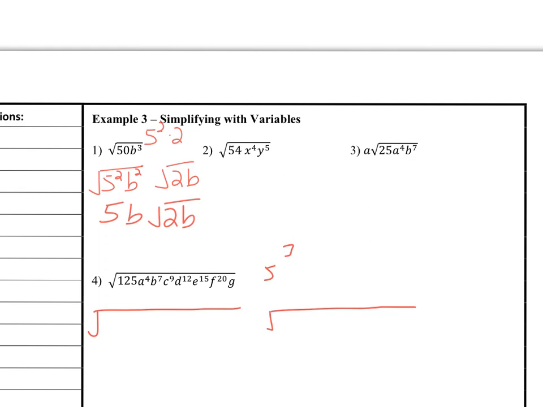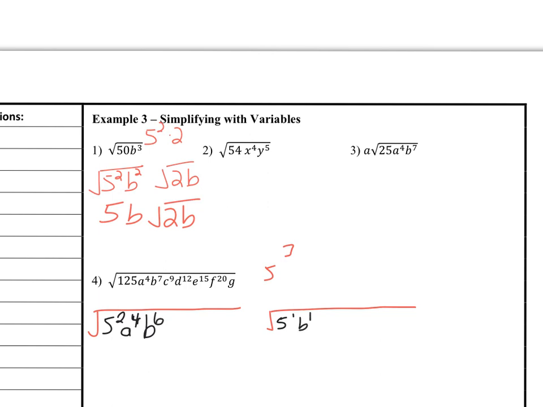So the first part would be the 5. I can break that up with 5 squared because that exponent of 2 can be divided by 2. And then what's left over is 5 to the 1st. You don't have to write the 1, but you can. The a to the 4th, I can divide 4 by 2, so I'm going to put that right there and call it good. b to the 7th, I cannot divide 7 by 2, but I can the 6. That leaves me with 1 extra b over here.